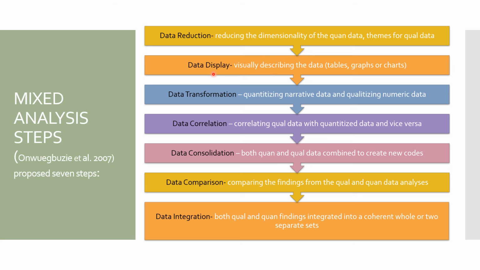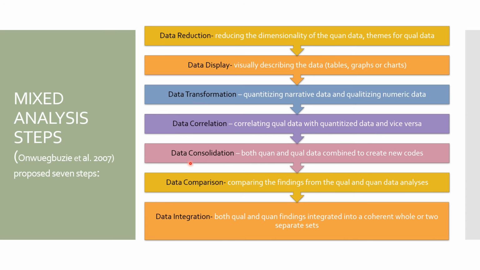How do we display our data? Next, you want data display. You can do that visually by using tables, graphs, or charts, and so on. From your display, you want to transform your data. You can do that by quantitizing some narrative data. You can qualitize your numeric data. After, you want to correlate your data, so you're correlating your qual data with your quantitized data and vice versa.